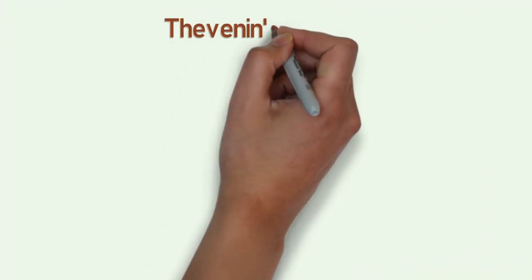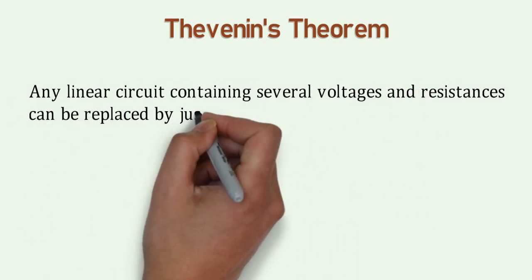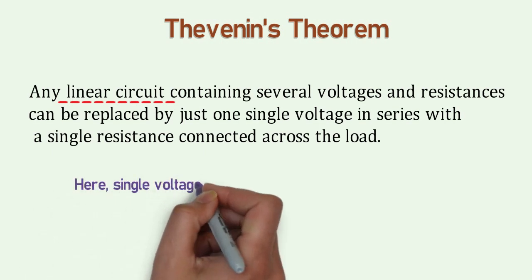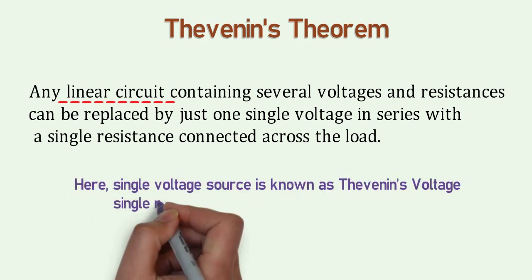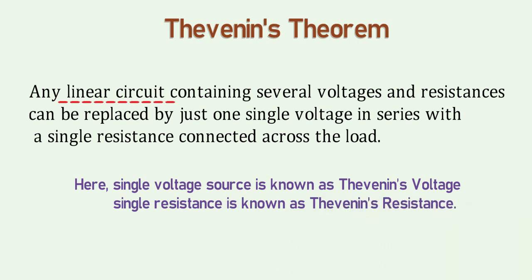We will start with the definition of Thevenin's theorem. Thevenin's theorem states that any linear complicated circuit can be converted into a simple circuit having only one voltage source and one series resistance connected to it. Friends, here we need to focus on the term linear circuit, as this theorem is only applicable to linear circuits. As suggested in the definition, the single voltage source is known as Thevenin's voltage source, and that single resistance is known as Thevenin's resistance.